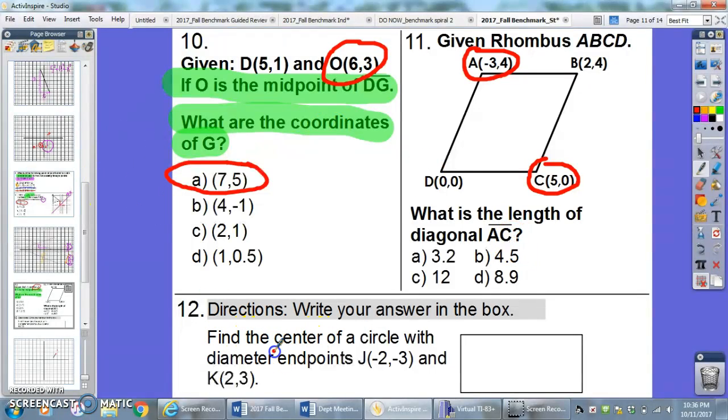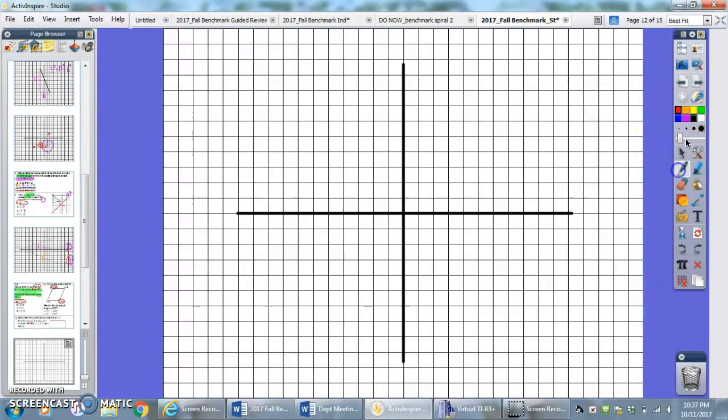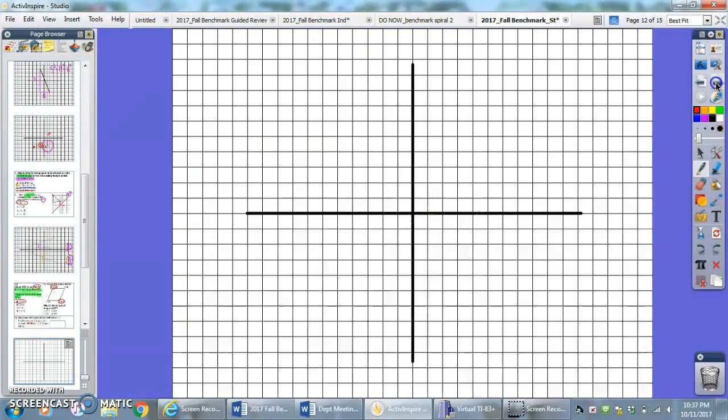This one is a midpoint question because it's got the center. Find the center of a circle with the endpoints. So again, I'm going to do this one real quick, draw my graph paper, trying to beat the clock. I've up to 15 minutes I can record at a time, and I'm at almost 13, so I'm going to try to hurry up and finish up here. So center of the diameter, so -2, -3, and 2, 3.